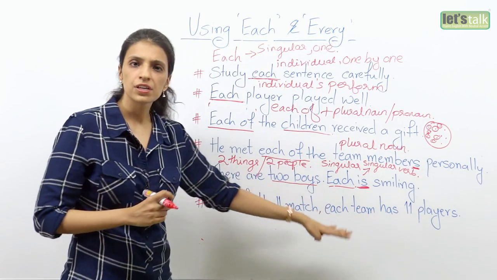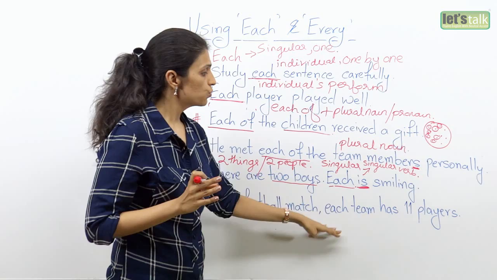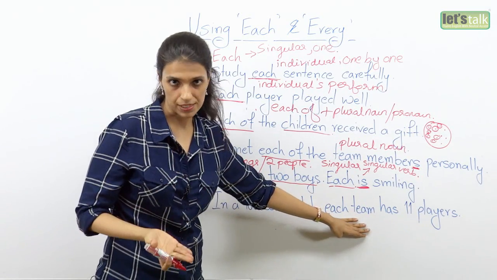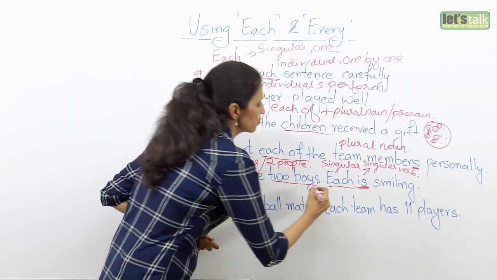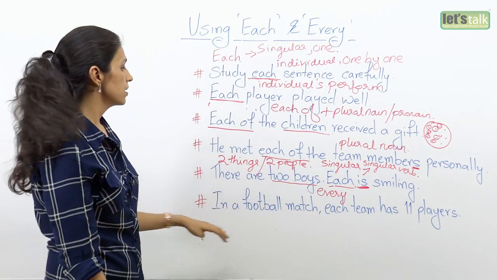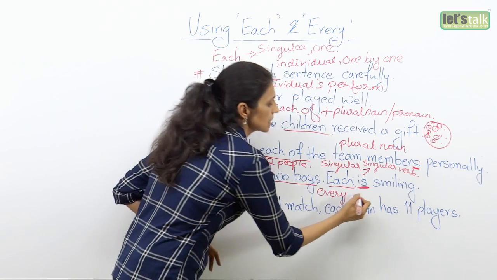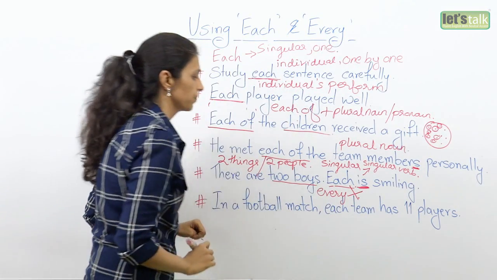Now, you know why we use each here? Because a football match always has two teams participating, right? So we cannot use every. I have heard a lot of people say in a football match every team has 11 players. No, this is absolutely incorrect, okay?